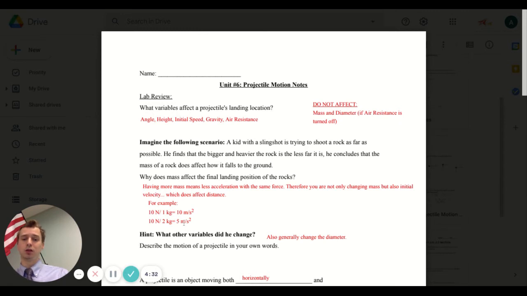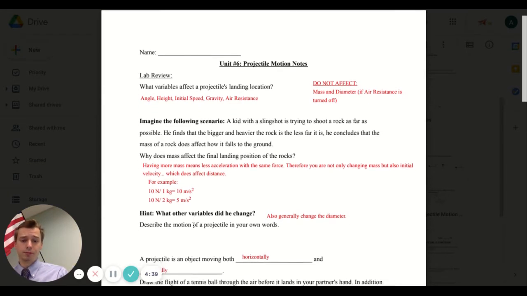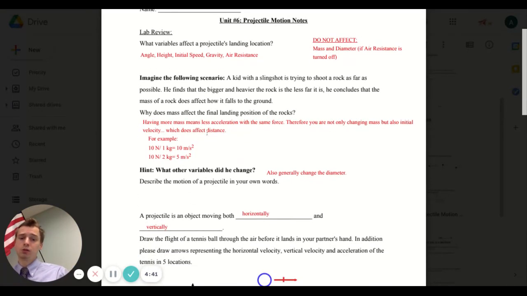Right? So obviously our initial velocity is going to be significantly less, meaning the object just won't go as far. Okay? So it's a little bit more complicated than just straight up. The more massive an object is, it will go less far.